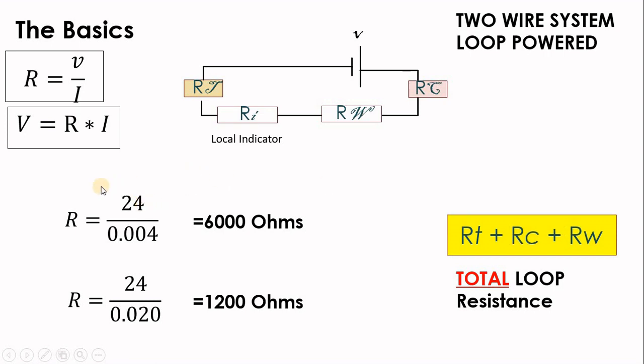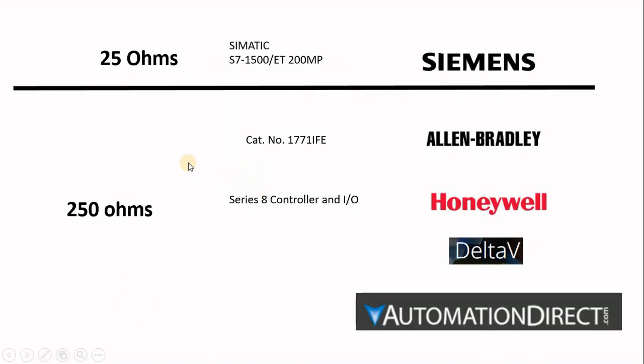If you look at 24 volt and you assume that you need 4 milliamps, that means your total resistance would be 6k ohms. If you want 20 milliamps to run through your wire, then the resistance would be 1.2k ohms. Now, card inlet resistance, or input resistance. In Allen Bradley cards, Honeywell, Delta V, Emerson, and Automation Direct, you will find a standard 250 ohm. In Siemens, you will find 25 ohms.